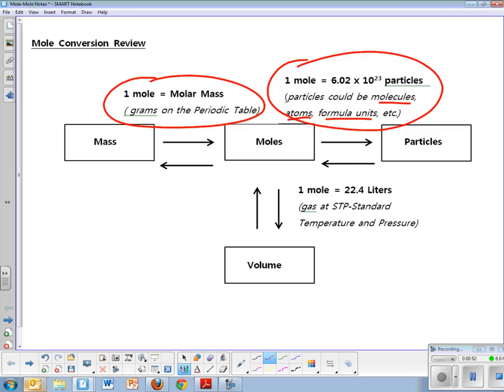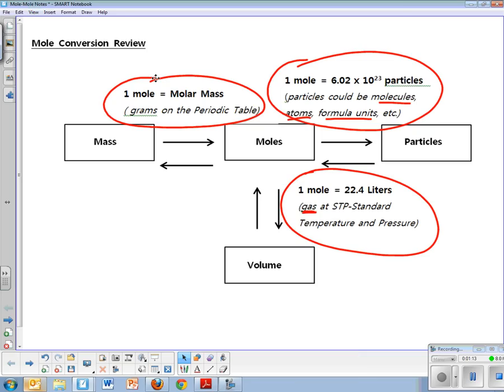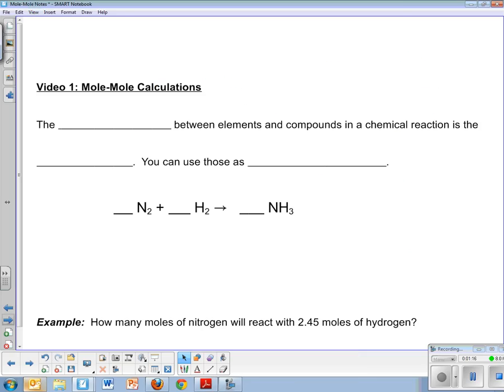In converting moles and volume, it's 22.4 liters. Now remember, this is only for a gas at what we call STP, which is standard temperature and pressure. We'll talk later about when it's not standard temperature and pressure, so for now, everything is at STP for our assumptions. We'll be using these throughout the chapter. So let's first talk about mole-to-mole calculations.